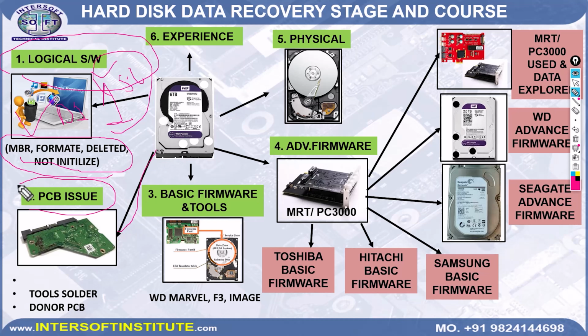Second, when we connect the power, it is not spinning. So this is a PCB issue. See, PCB issues mean no power. The hard disk is not spinning when we give it power, or it spins up and down, or the PCB gets very hot, or some component burns. These are the PCB issues.